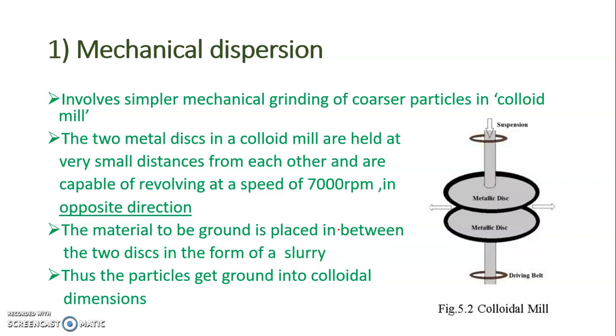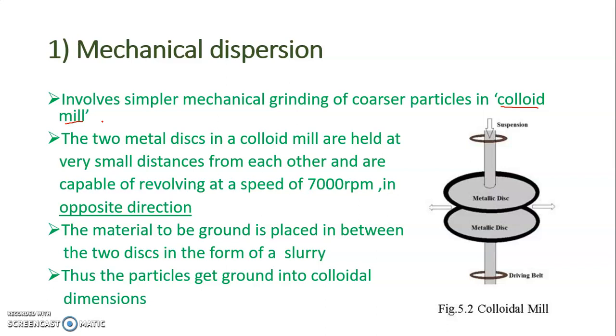The first method in dispersion is the mechanical dispersion, and it involves simple mechanical grinding of coarser particles in colloid mills. So it involves a very simple procedure wherein you are making use of colloid mills. The two metal discs in a colloid mill are held at very small distances from each other and are capable of revolving at a speed of 7000 rotations per minute in opposite direction. The material to be ground is placed in between the two discs in the form of a slurry. Thus, the particles get ground into colloidal dimensions.